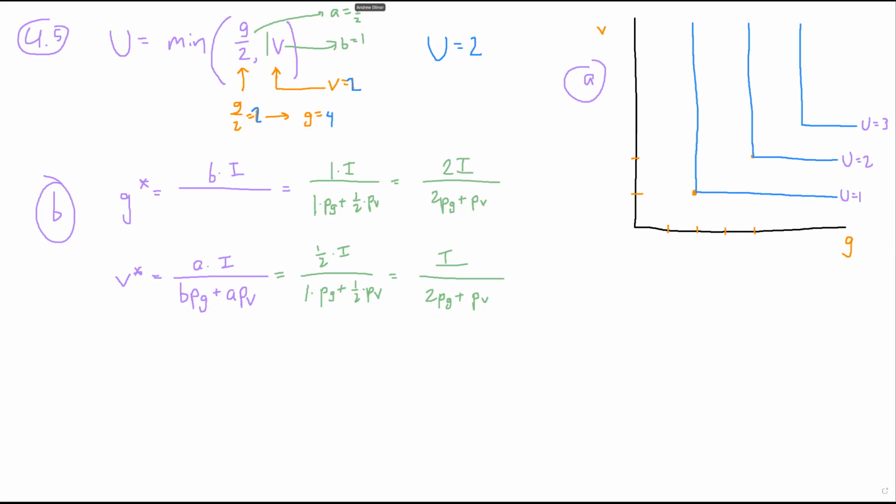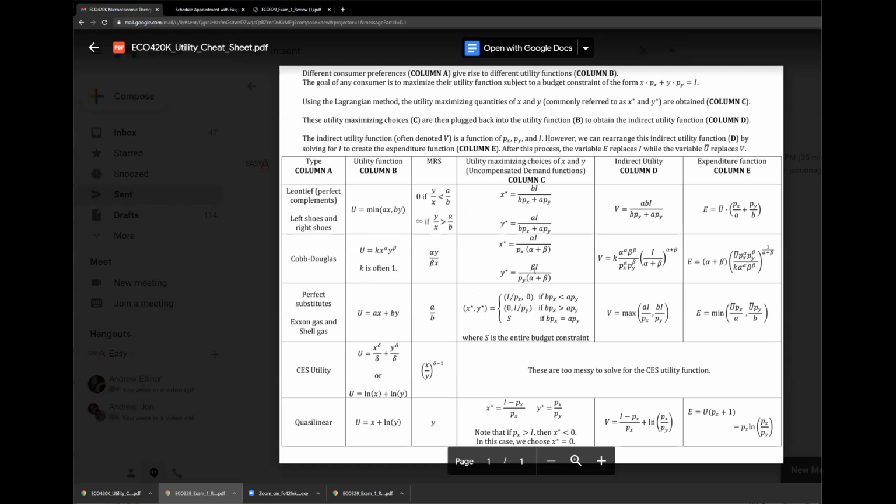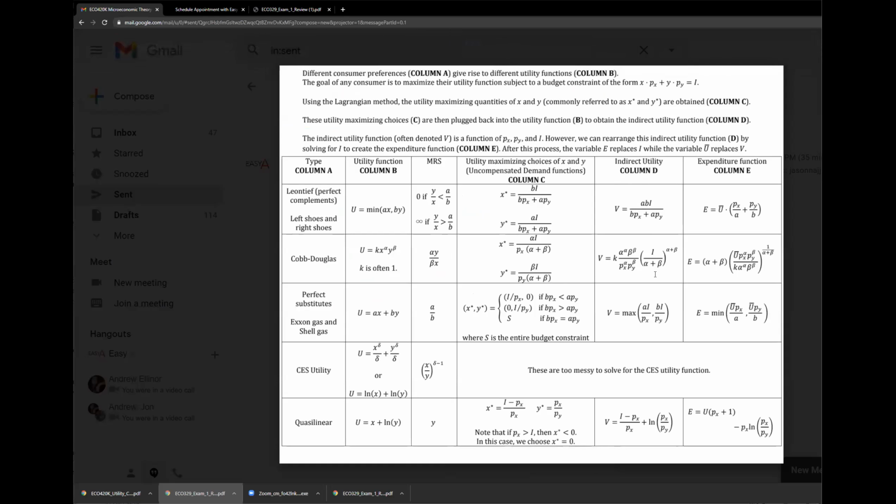Okay, part C wants to know the indirect utility function. Where could I ever find the indirect utility function? First off, it sounds a little weird, right? I've heard of a utility function before. What's an indirect utility function? Oh, you know what? Doesn't matter because it's on my cheat sheet. There it is. Indirect utility is the third column.